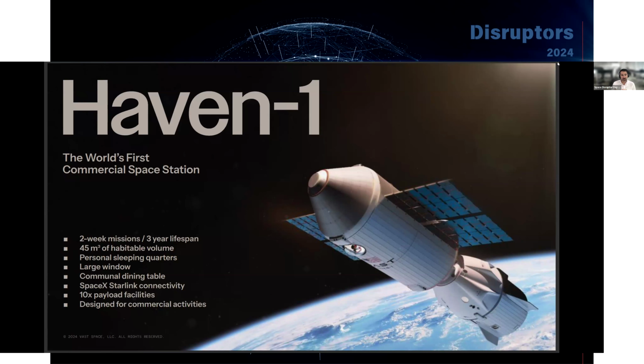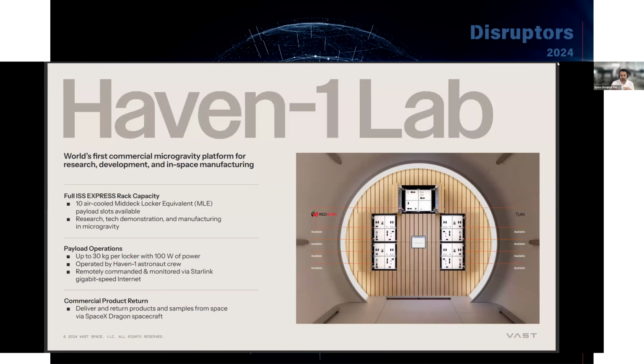And then we get into what we're going to do with the laboratory. Since this is operating in parallel with the ISS, launching next year, we've taken the SSP 57000 standard and we've built pretty much a full EXPRESS rack type of capability. So that's 10 mid-deck locker equivalent spaces within the laboratory. You'll see that on the next slide. Let's go to the next one.